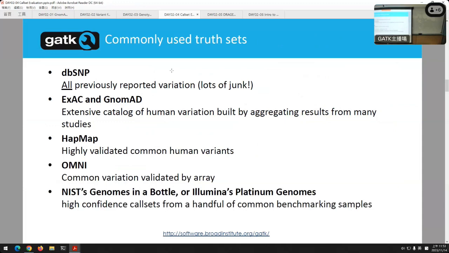GATK and gnomAD are pretty solid. Those are pretty well curated. There's a lot of work to make sure we're confident in those. ExAC, that's actually just exome data, though, so not whole genome. As we mentioned earlier when Emma was talking, gnomAD has a lot of whole genomes in it, though. That's a really good one to compare against. HapMap is solid. HapMap, Omni, and Genomes in a Bottle are good because they're also public databases. They're really solid, and very well curated.